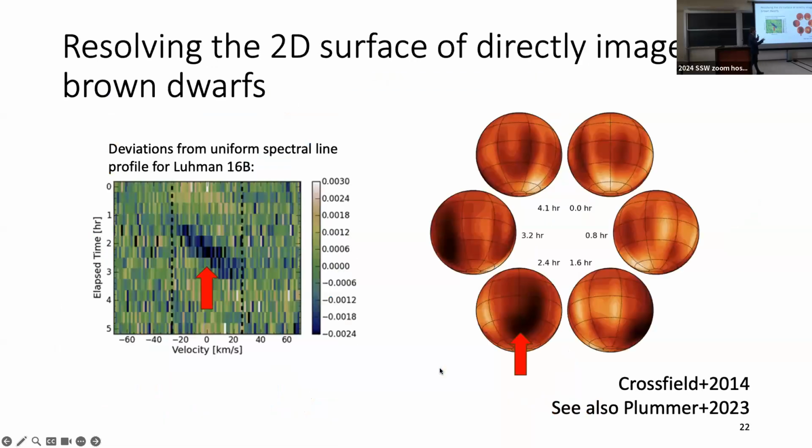And so that's what Ian Crossfield did in 2014 for the closest brown dwarf, Luhman 16b. And on the left here, you have the deviation from your average spectral line, and you can see there's a dip that moves with time. Time is the y-axis, radial velocity is the x-axis. So you have that dip that moves across as the brown dwarf is spinning, and that corresponds to a dark spot on the surface of your brown dwarf that moves around.